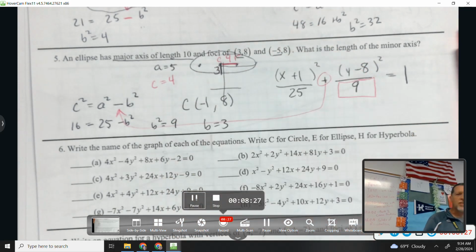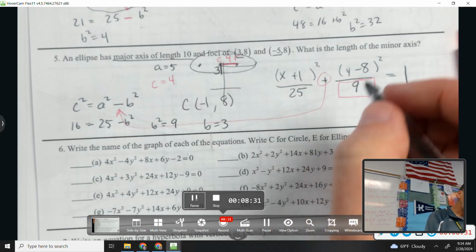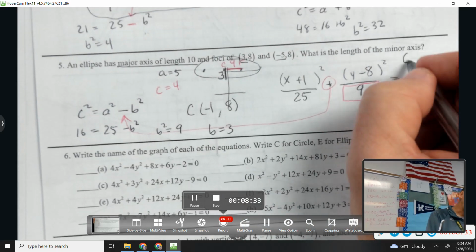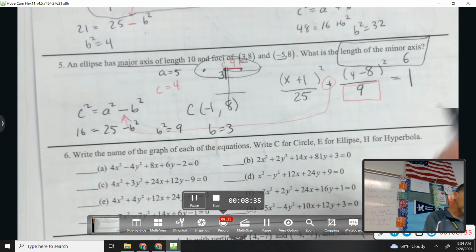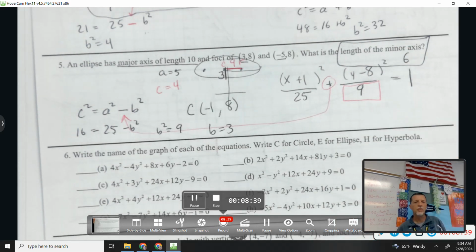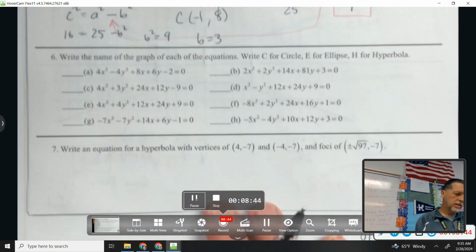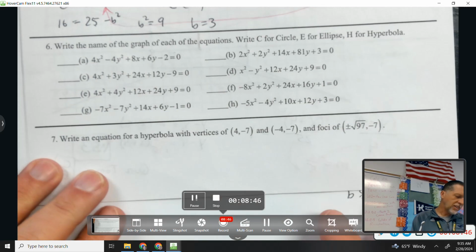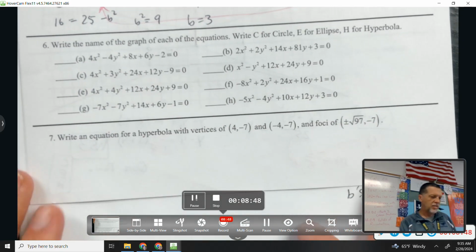So that distance is 3, but what was it asking here? The length of the minor axis is 6. All the way across would be 6. Again, they're just putting all these things together. 6, I feel like this should be easy.